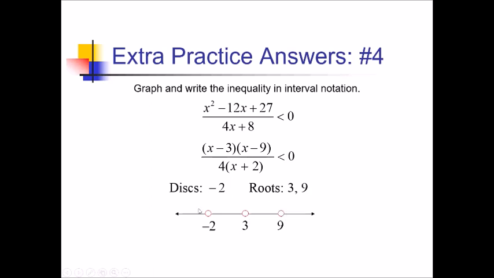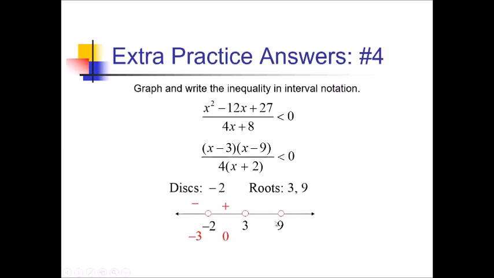Now I'm going to choose a number from each interval and do some sign analysis. So from -2 to the left here, -3 is a good number to use in there. So that's going to give me -3 minus 3 is negative, minus 9 is negative, -3 plus 2 is also negative. 3 negatives, odd number of negatives, gives me a negative. And then between -2 and 3, 0 sounds like a good number to use. So -3 is negative, minus 9 is negative, plus 2 gives me a positive. So that's 2 negatives giving me a positive result.